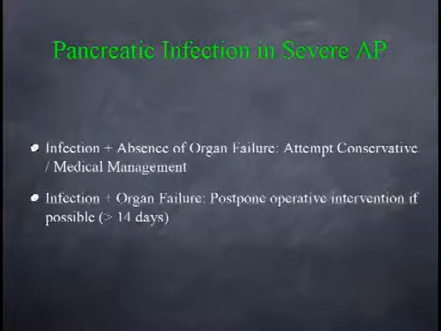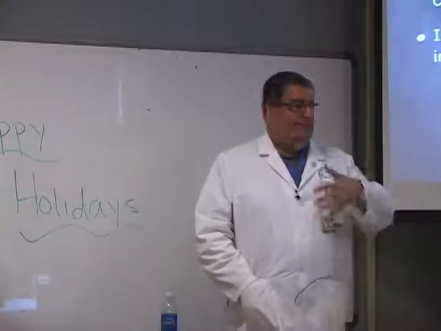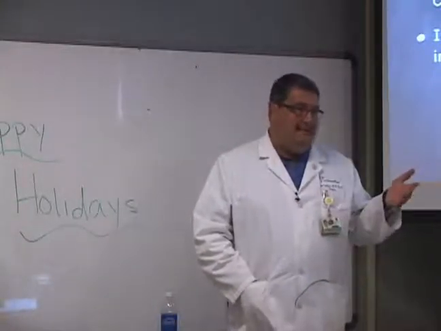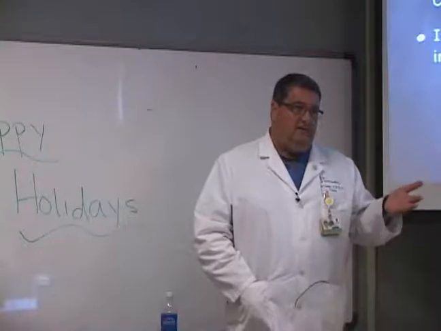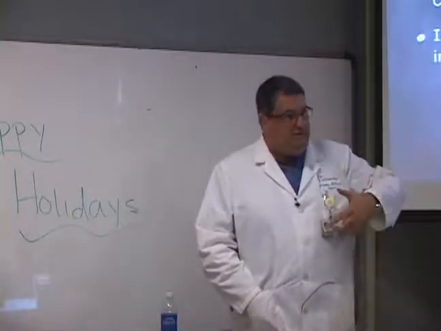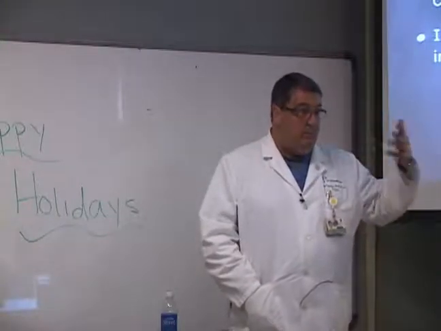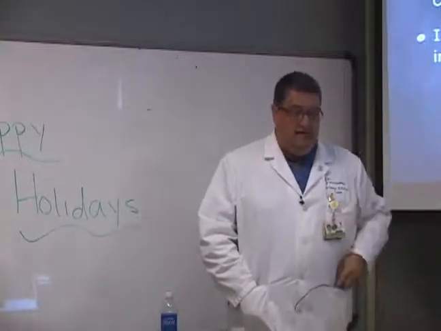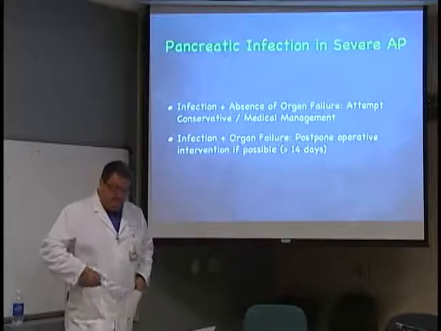Pancreatic infection in severe acute pancreatitis. If you have infection and no organ failure, you attempt conservative or medical management. If you have infection and organ failure, you should postpone your operative intervention if possible, at least for 2 weeks. And at that point, if the patient is stable, you keep watching. If the patient deteriorates, then you need to think about a formal operation versus a less invasive procedure.